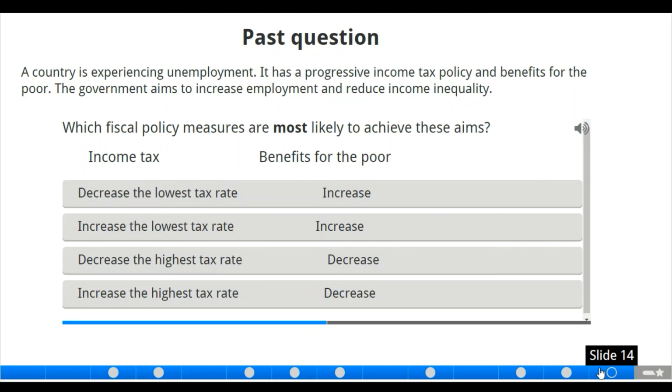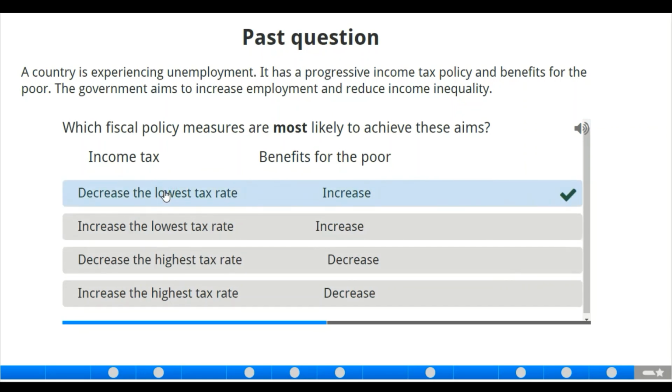Remember, our fiscal policy measures are what? Taxes and government spending. Here, what will happen to our income taxes and what will happen to the benefit for the poor. Here we have decrease the lowest tax rate, increase the lowest tax rate, decrease the highest tax rate, and increase the highest tax rate, while the benefit for the poor will increase or decrease. What do you think? Which fiscal policy measure do you think can be used to achieve this aim? Of course, it is to decrease the lowest tax rate so that the benefit for the poor will increase.